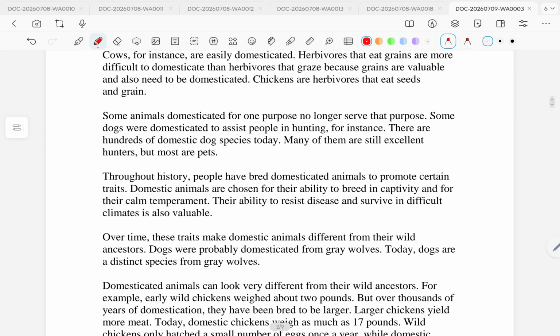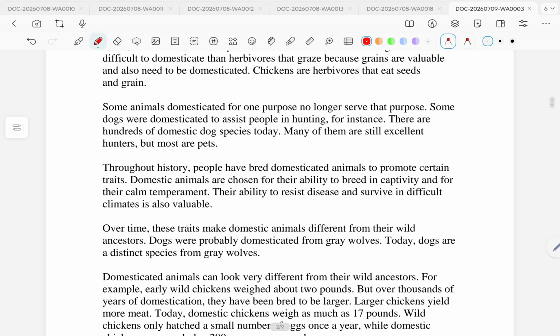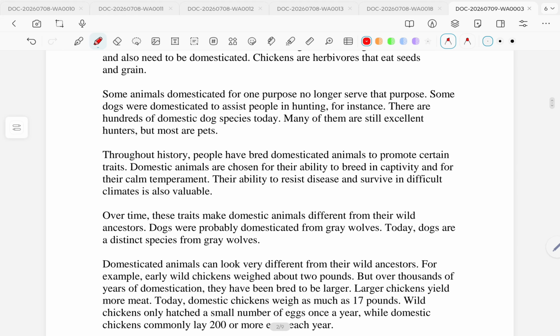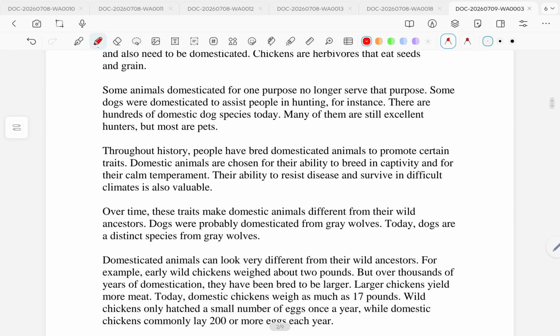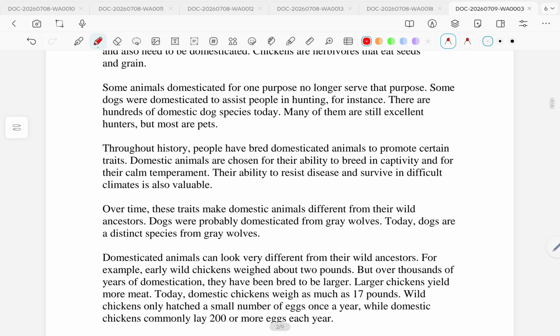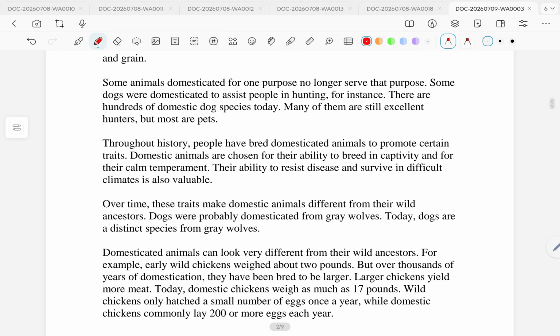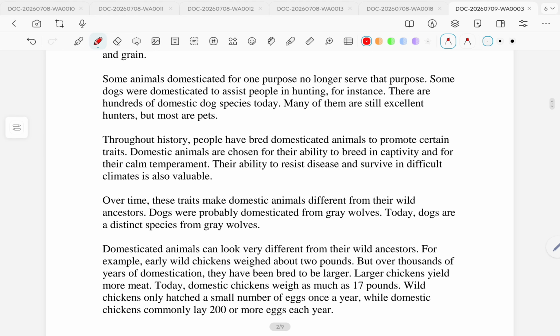Some animals domesticated for one purpose no longer serve that purpose. Some dogs were domesticated to assist people in hunting. For instance, there are hundreds of domestic dog species today. Many of them are still excellent hunters, but most are pets.